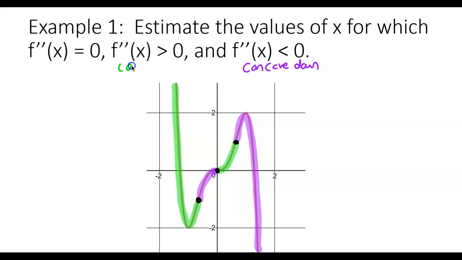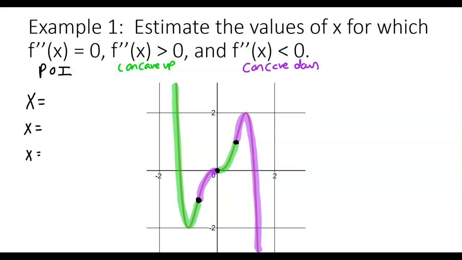This is concave up. And these are points of inflection. Okay, so first of all, let's identify our points of inflection first. Now, points of inflection are points. There's 3 of them, and they're x values. So what's the x value of this first dot right here?